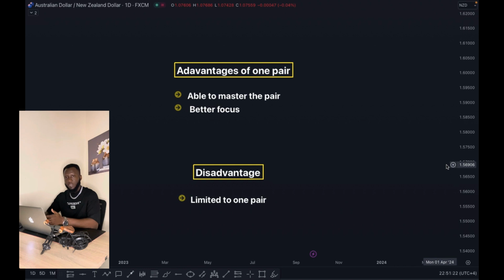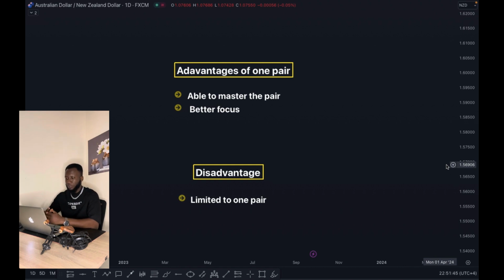This pair respects trend line, this pair respects patterns, you have been able to master the pair to the extent that it has given you confidence. Whenever you see those kind of setups on that particular pair, you can easily take it because it's a pair that you've been dealing with for a very long time and you are very familiar with it, right? So that is the very main advantage of trading a pair. I'll show you an example.